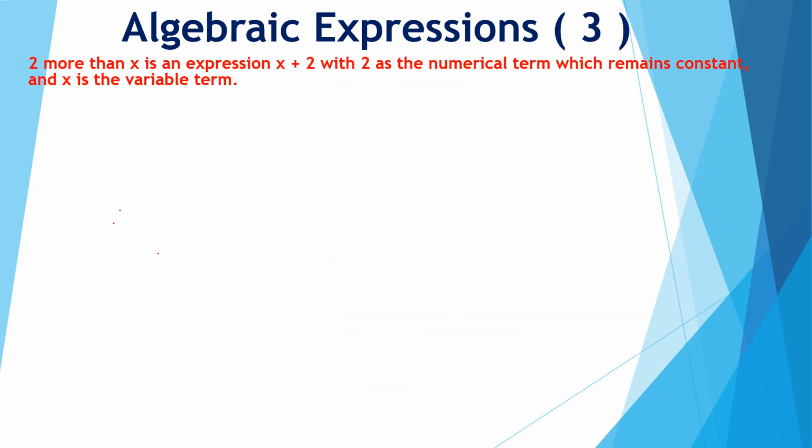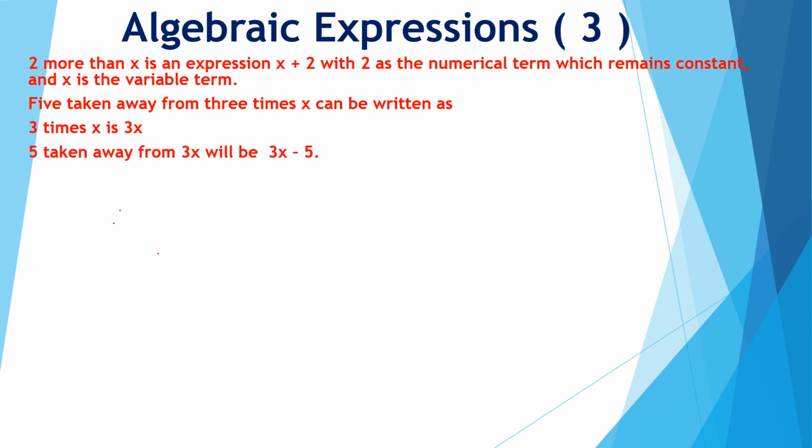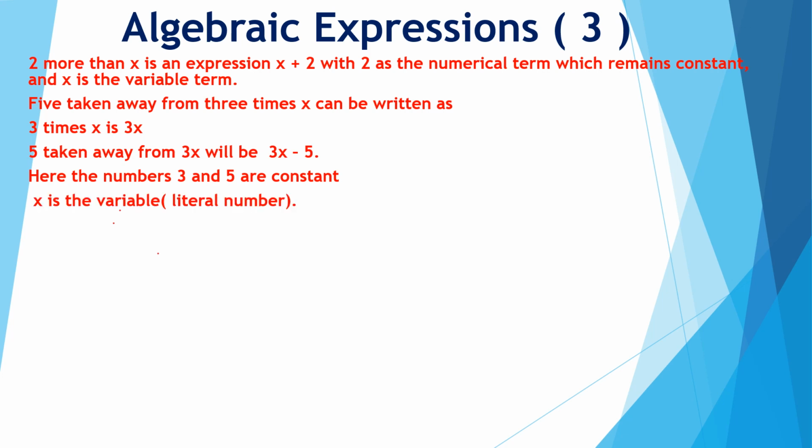2 more than x. We can write an algebraic expression for this, and that is x plus 2, where 2 is the numerical term and remains the same throughout, and x is the variable term. 5 taken away from 3 times x can be written as, now 3 times x is 3x. 5 taken away from 3x will be 3x minus 5. Here the numbers 3 and 5 are constant and x is the variable or literal number.